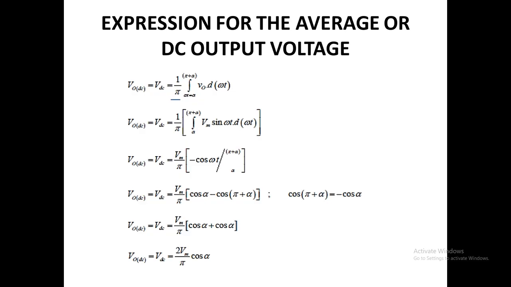On substituting the limits, we get Vm by pi into minus cos of pi plus alpha minus of minus cos alpha, that is plus cos alpha. So we can write in reverse, that is cos alpha minus cos of pi plus alpha. And we can write cos of pi plus alpha equal to minus cos alpha, so minus into minus gives plus, and we get cos alpha plus cos alpha. So it will be 2 cos alpha. So finally we get VDC as 2 Vm by pi cos alpha.